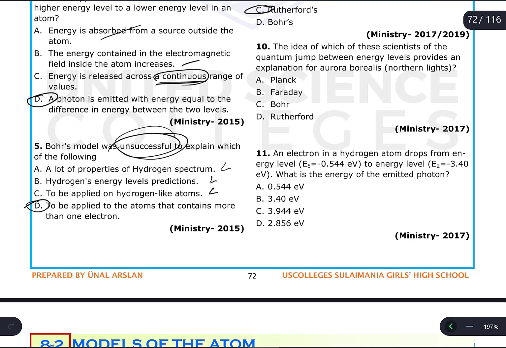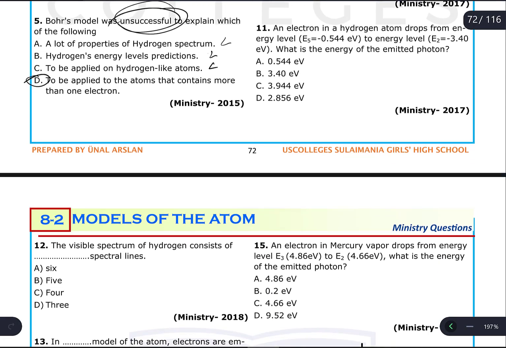The idea of which of these scientists of the quantum jump between energy levels provides an explanation for aurora borealis, which is northern lights. So the Bohr model explained that. Bohr model explained the northern lights. Question number 11.